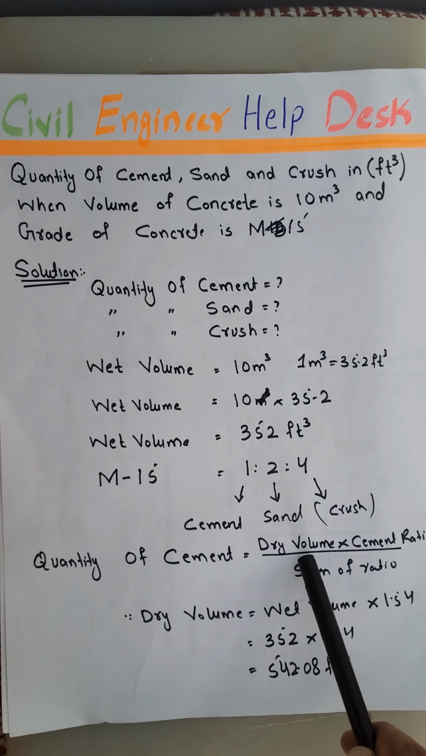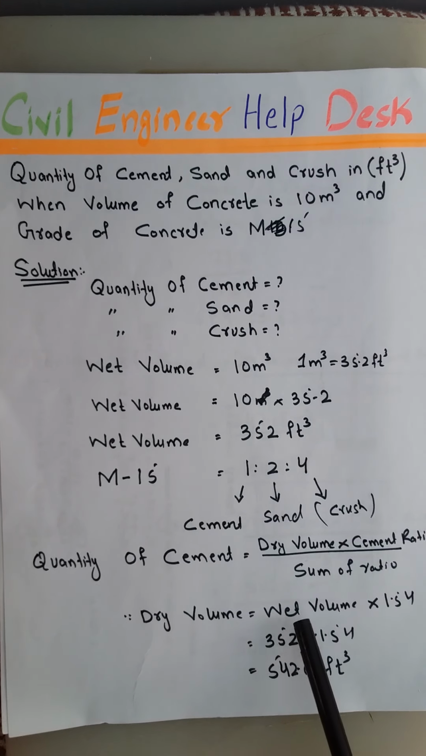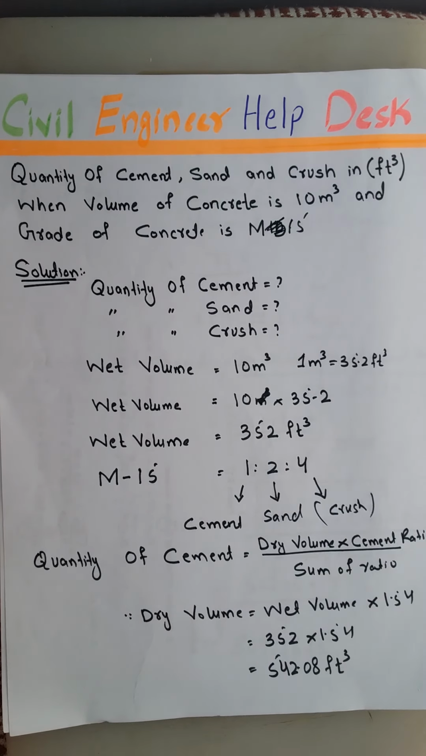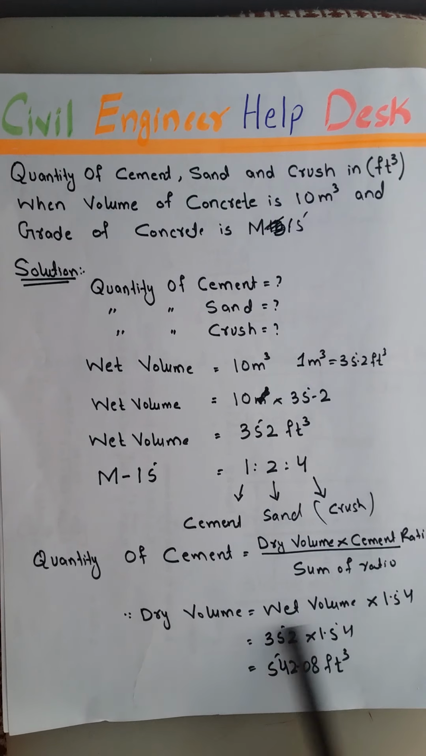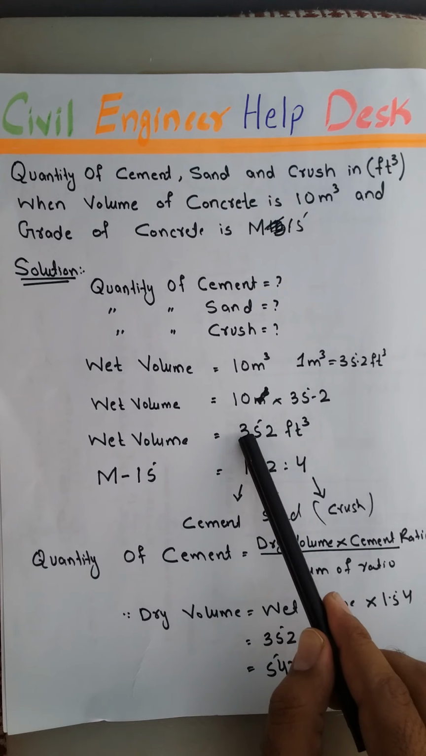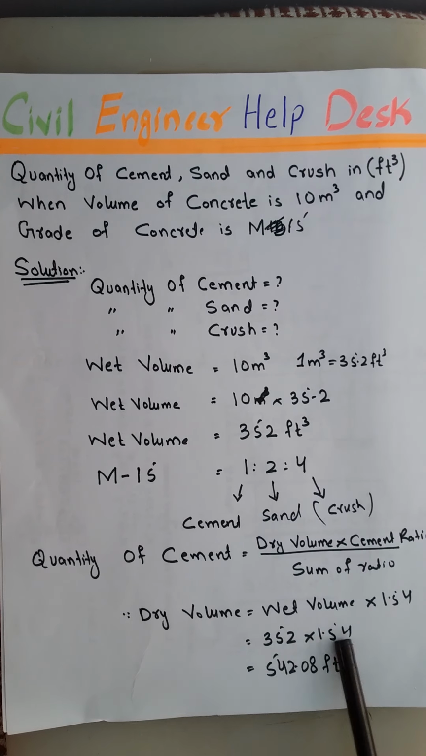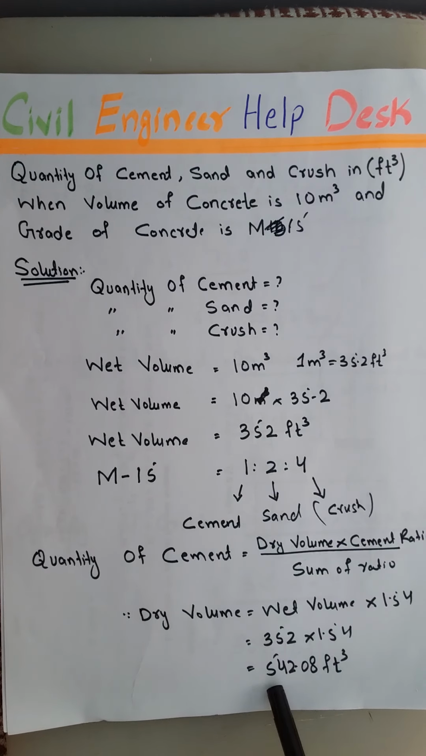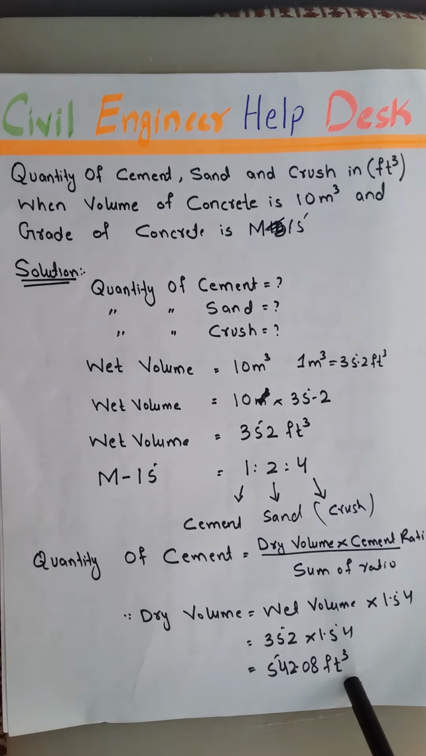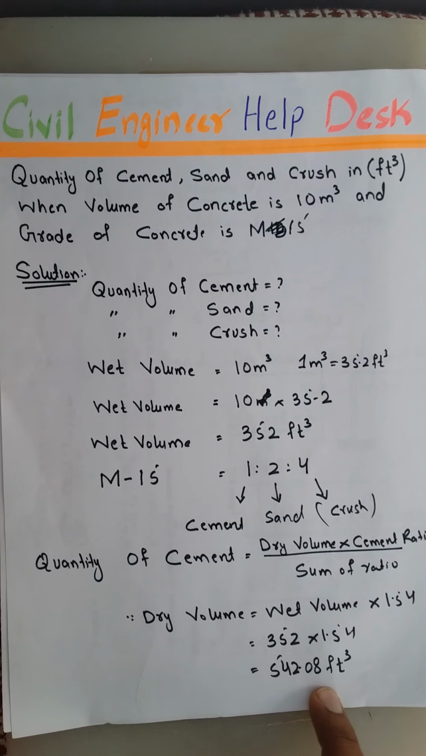Now how do we get dry volume? Friends, in the last video I told you the formula of dry volume. Dry volume is equal to wet volume multiplied by 1.54. You must remember this formula. We have calculated the wet volume 352, we put it there, and this is a constant value 1.54. We multiply both and we get 542.08 cubic feet. It means that the dry volume of this concrete is 542.08 cubic feet.